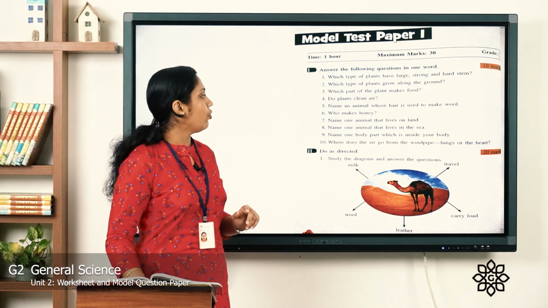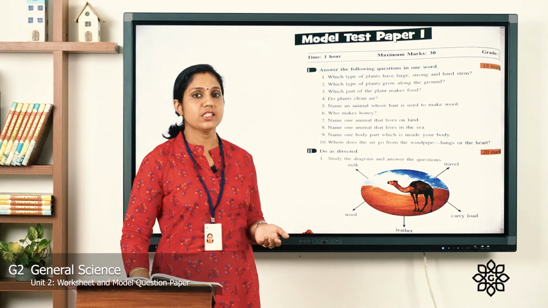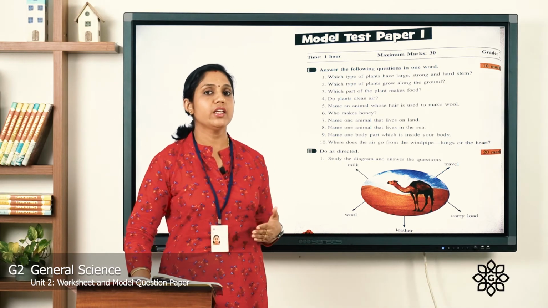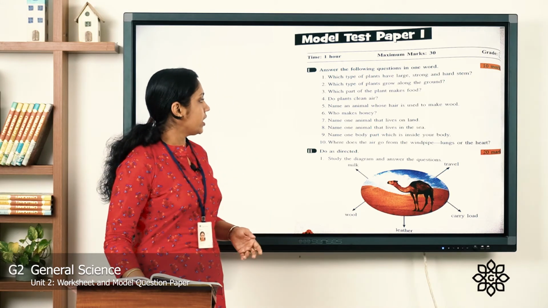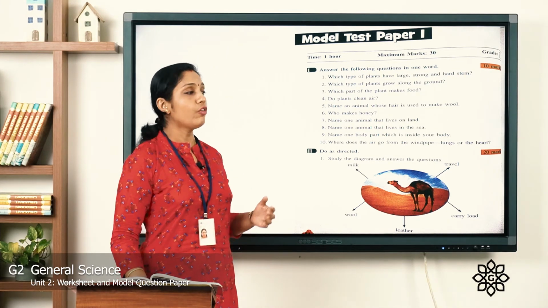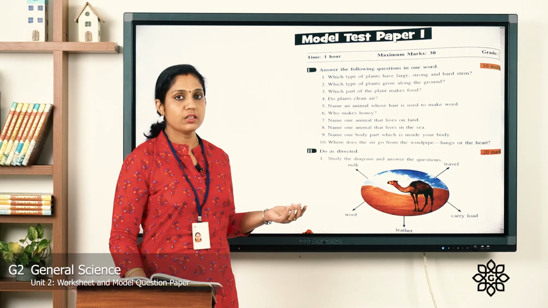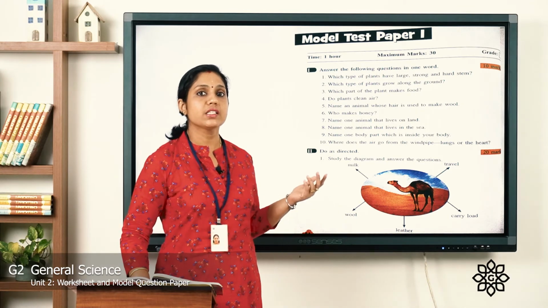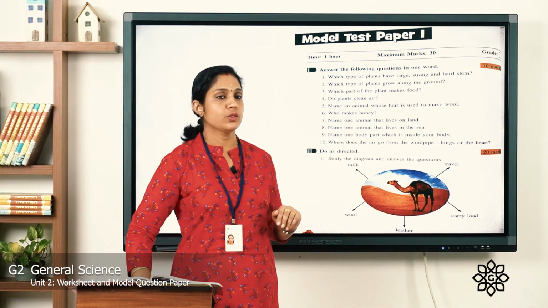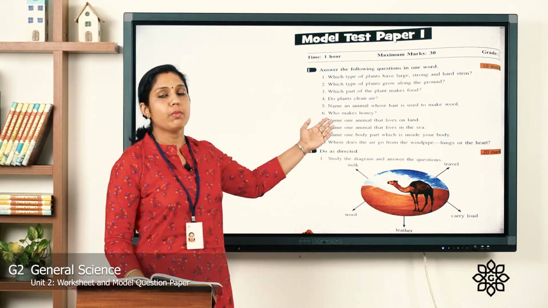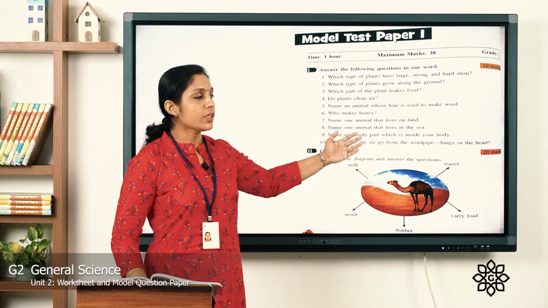Ninth, name one body part which is inside your body. So any internal organ, you can write any one organ. 10th one, where does the air go from the windpipe? Lungs or the heart? So where does the windpipe go? To the lungs or to the heart? So these are the 10 questions and you have 10 marks for these questions.